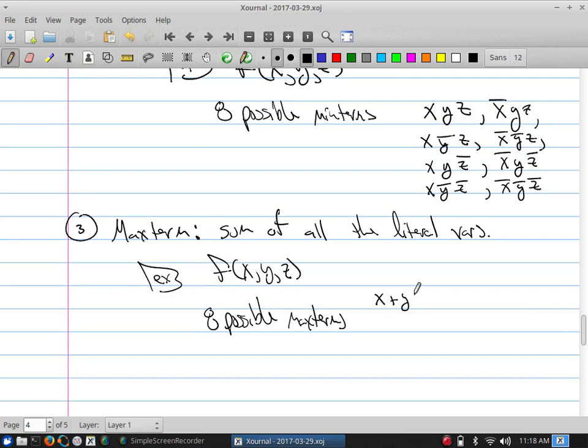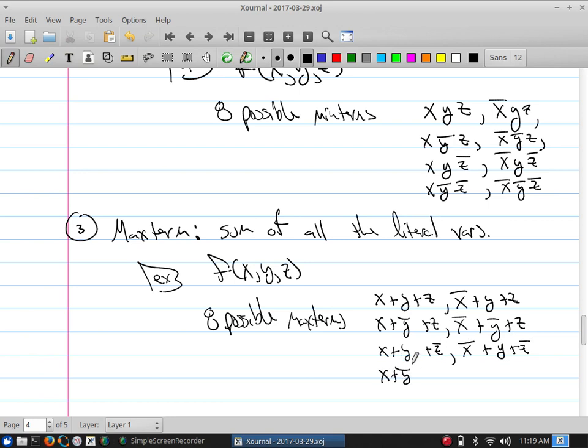I could have x plus y plus z. That's the sum of just simply the x's. Or I could have x bar plus y plus z. Or I could have x plus y bar plus z. Or x bar plus y bar plus z. Or x plus y plus z bar. Or x bar plus y plus z bar. Or x plus y bar plus z bar, or x bar plus y bar plus z bar. Notice it's the same ones, except I do pluses. So these are the 3 things that we need to recognize. We need to recognize what's a literal, what's a minterm, and what's a max term.